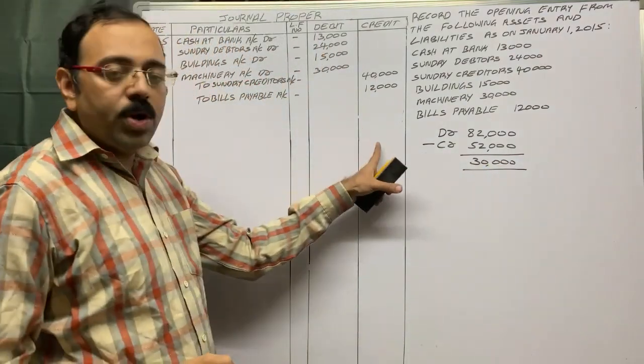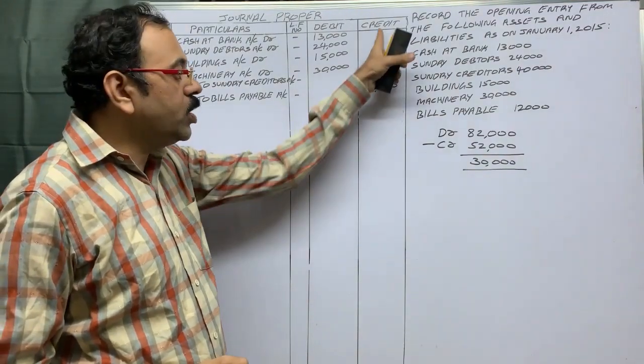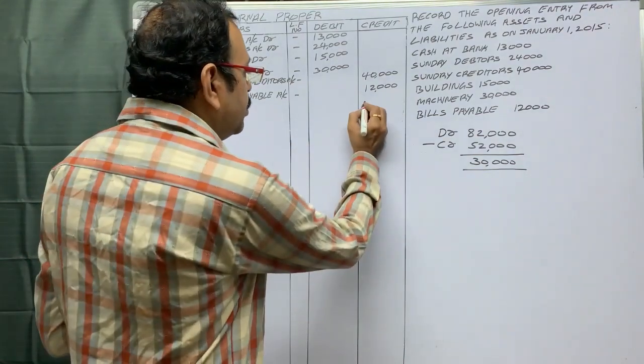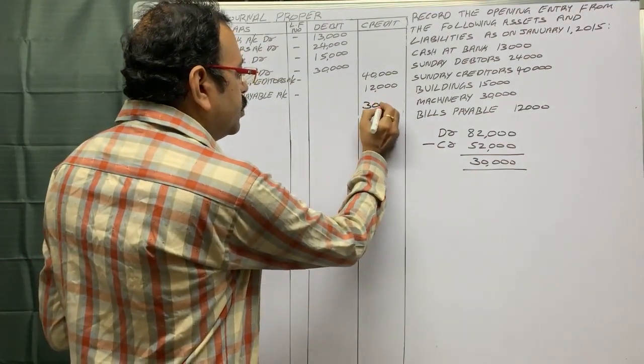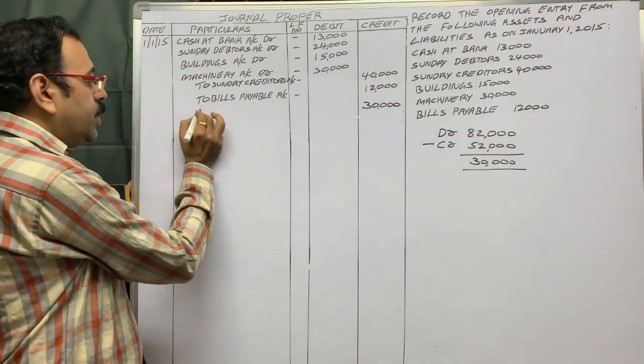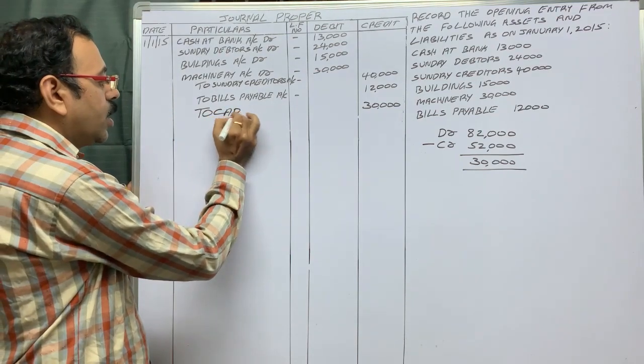So in which column we have to write? In which column total is less? So credit column total is less, no? Write down this 30,000 rupees here. For this, in particulars column, write down to capital account.